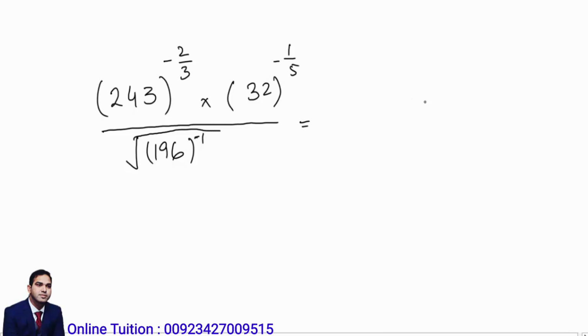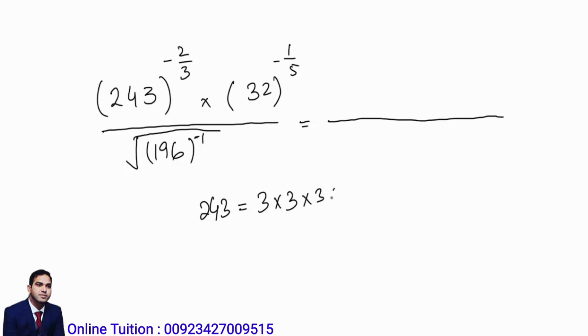First of all, you have to make factors of these values. 243 can be written as 3 multiply 3 multiply 3 multiply 3 multiply 3. So 1, 2, 3, 4, 5. 3 threes are 9, 27, 81 and 243. So we can write 3 to the power 5.